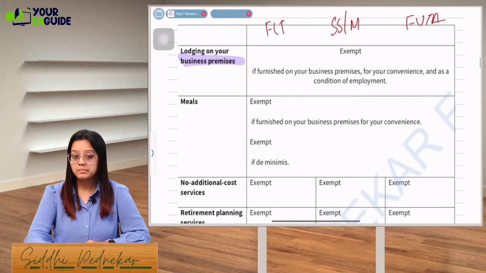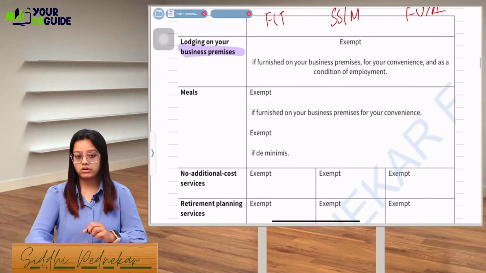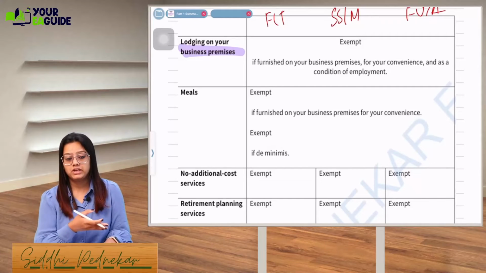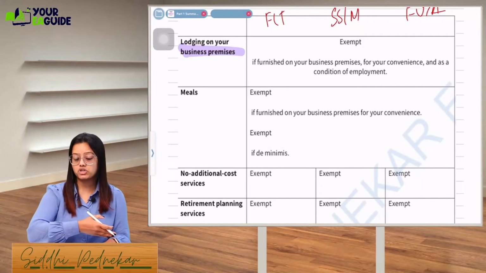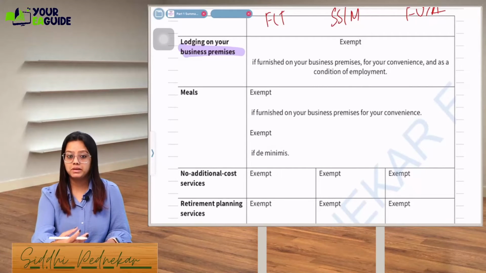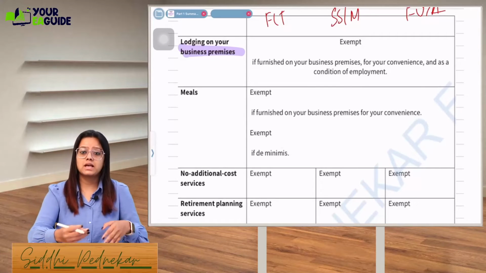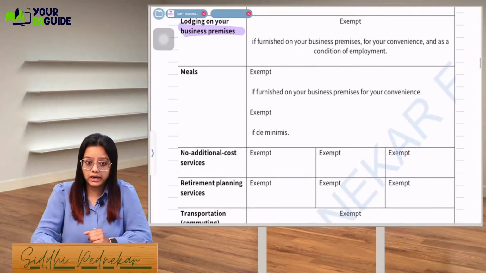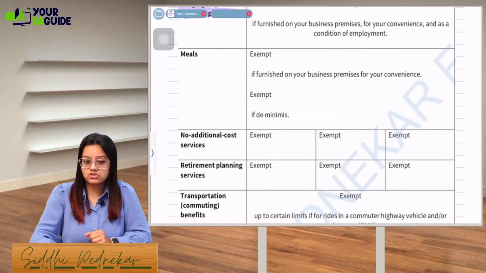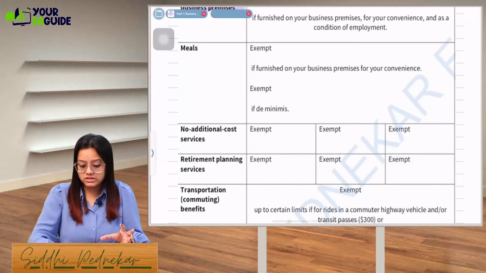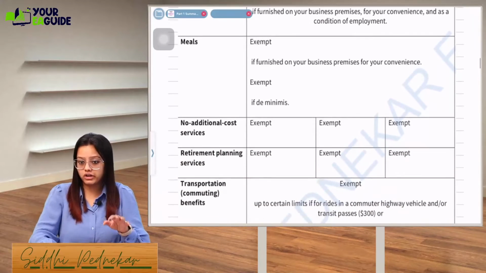Okay, got it, guys? Meals are exempt if furnished on your business premises for the employer's convenience. Let's say in tax season, if the employer is providing you food on Saturdays and Sundays when you're working, the dinner and the lunch, then it is exempt because it is at the convenience of the employer at the business premises. Okay, no additional cost services. If they provide something extra for which they don't incur any additional cost, then it is exempt from federal income tax, social security and FUTA.